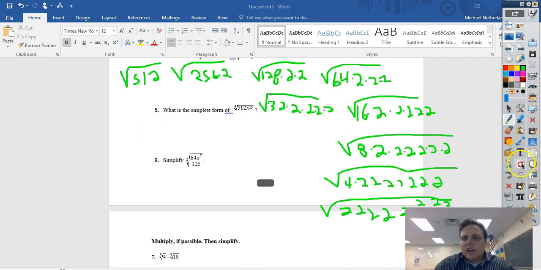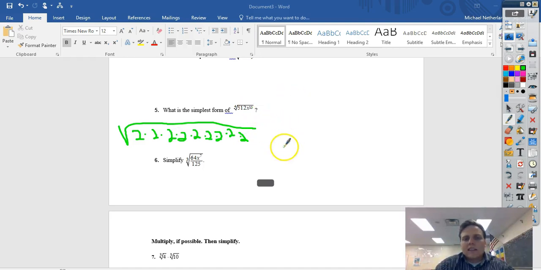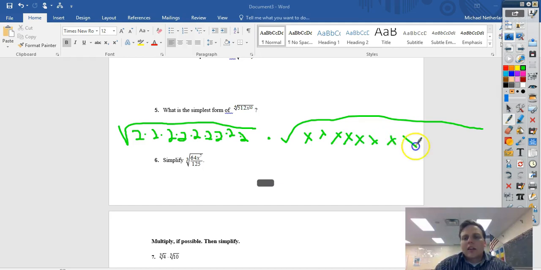So what I should have right now, and I'm just clearing that out so we can see, is the square root of, I've realized that 512 is 2 times itself 9 times. 1, 2, 3, 4, 5, 6, 7, 8, 9. Okay? And then x to the 10th, I know, is x times itself 10 times. 1, 2, 3, 4, 5, 6, 7, 8, 9, 10.